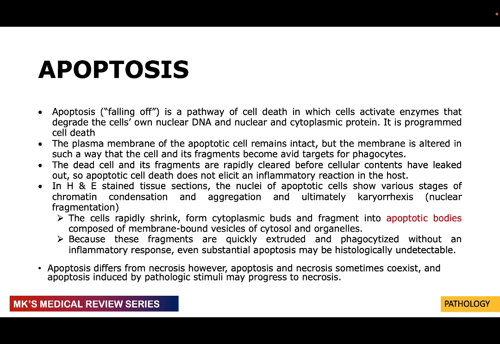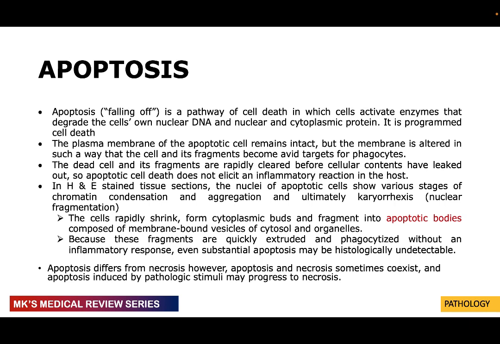When we stain these cells with hematoxylin and eosin, we may see that the nucleus of these apoptotic cells is going to be in varying stages of chromatin condensation and even aggregation, and ultimately karyorrhexis, that's the nuclear fragmentation. Your cells are going to be rapidly shrinking in size. They'll form these cytoplasmic buds. Eventually, they'll fragment into apoptotic bodies, which are membrane-bound vesicles of the cytosol and different organelles, because this cell has killed itself and packaged itself into these nice vesicles.